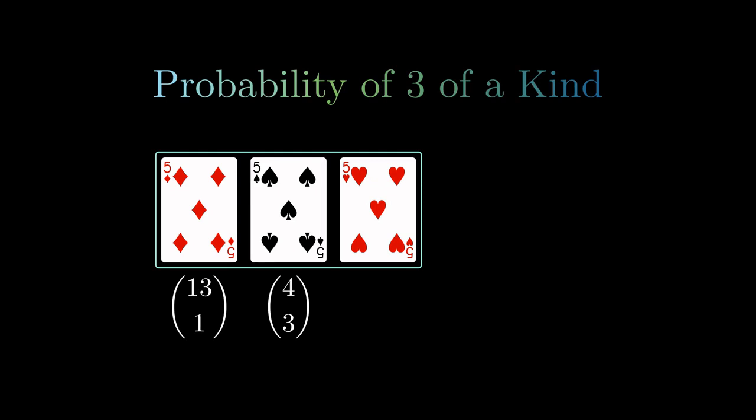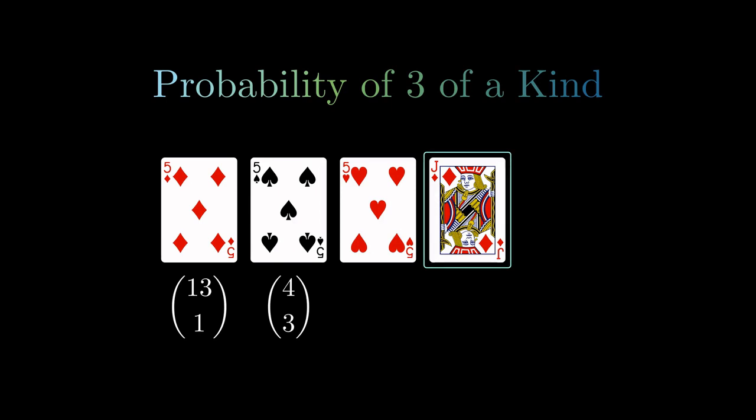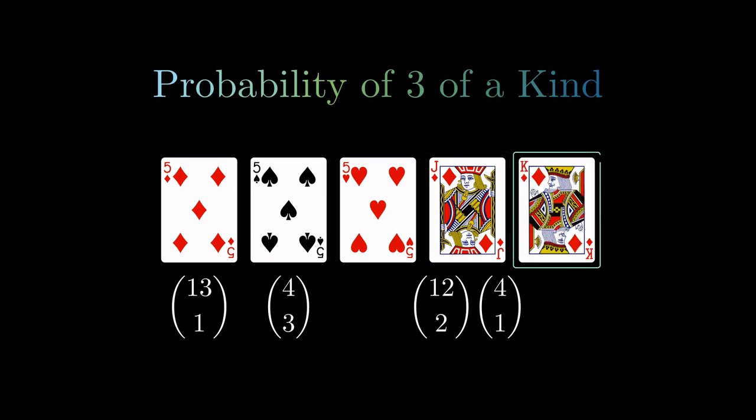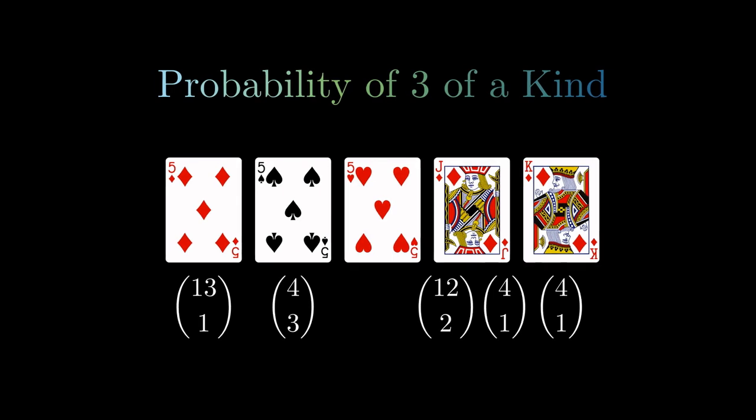Now, for the remaining 2, we're going to choose 2 denominations. So from 12, we're going to choose 2. And for each of these, after the denomination's chosen, in this case we have a jack, from the 4 jacks, we choose 1. We have a king also. From the 4 kings, we choose 1. And so that's going to be our numerator.